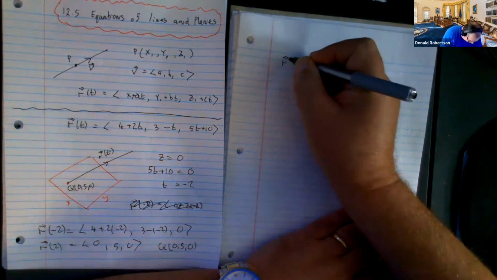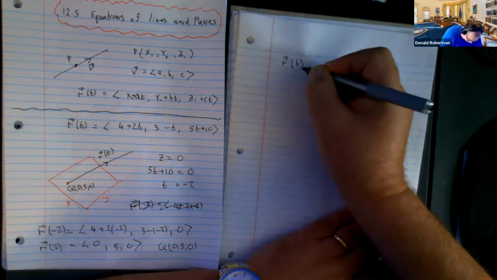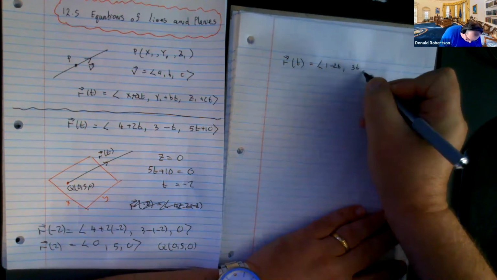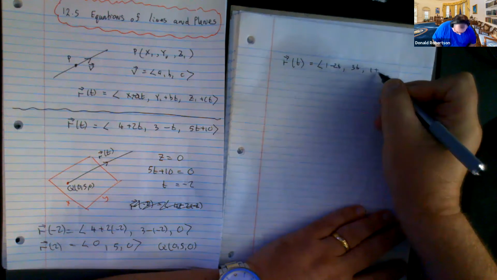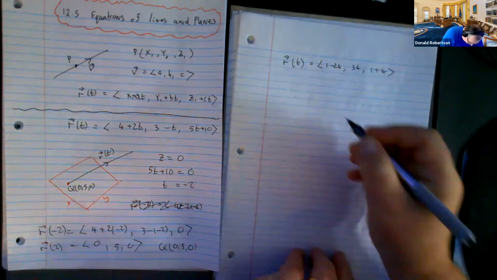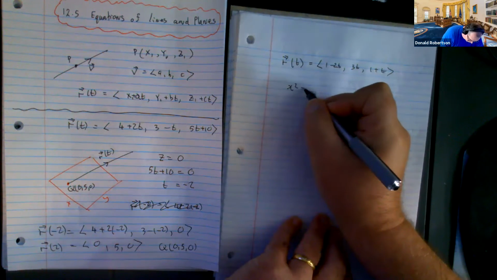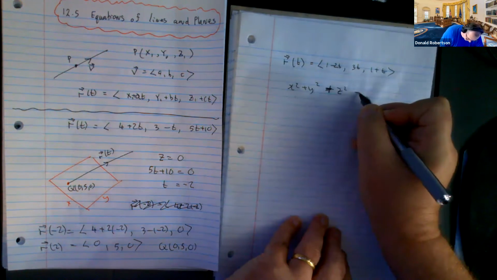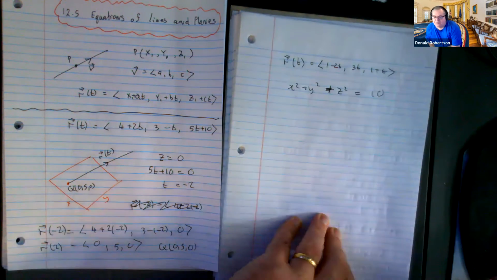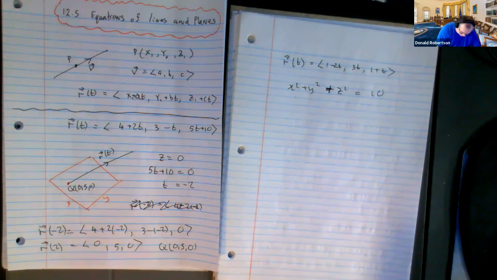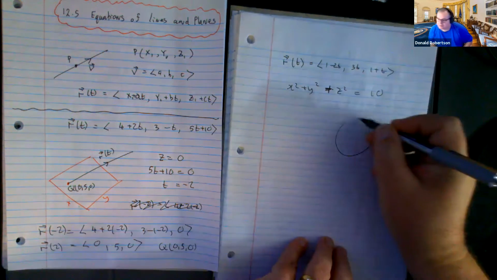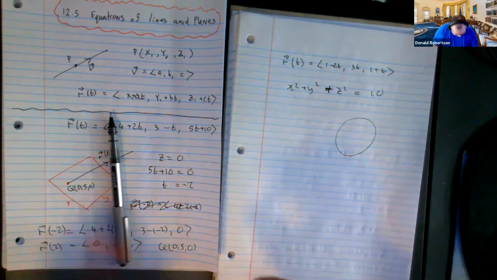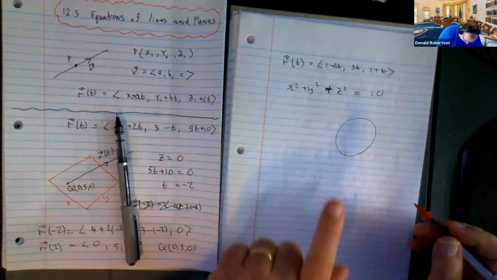Suppose we had r of t equal to 1 take away 2t, 3t, and 1 plus t. So there's my straight line. And I have a surface, x squared plus y squared plus z squared equals 10. And the question this time is, do you recognize that as a sphere? Now, this line, hopefully, and I might have to change that number if it doesn't work.